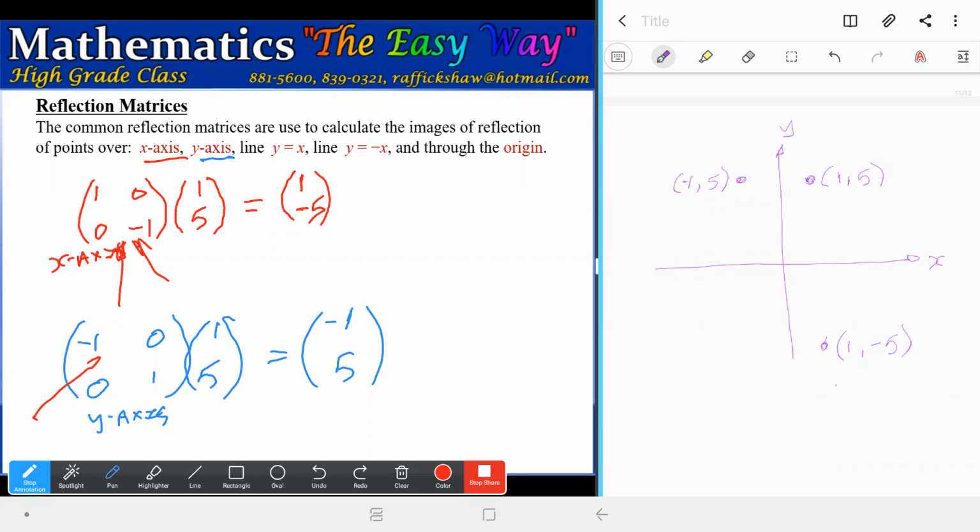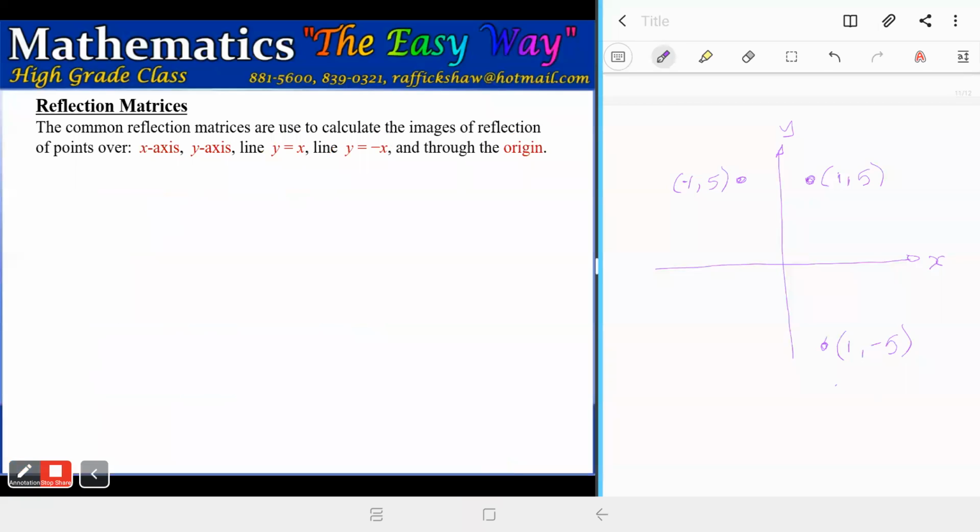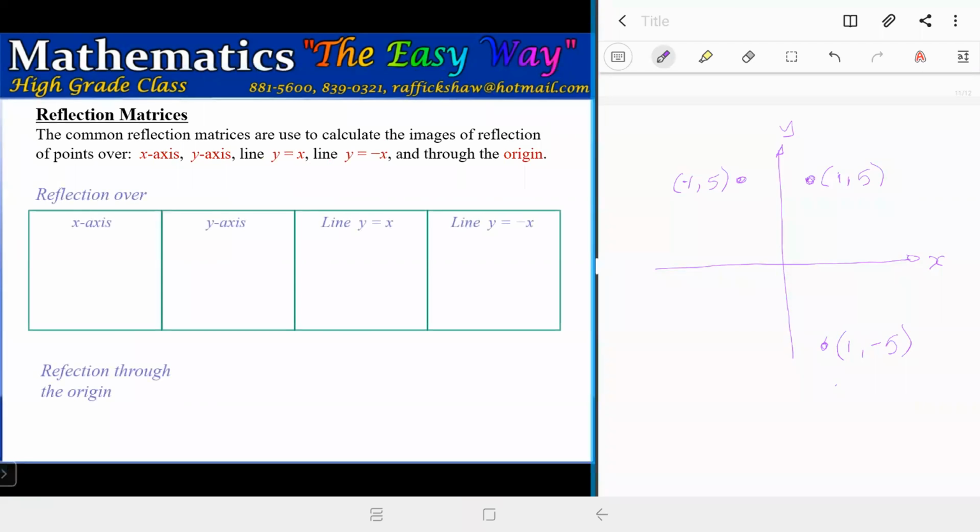And then there's a matrix for this, and then there's a matrix for that, and there's a matrix for reflecting through the origin. Those are reflection matrices, and let me write them down for you now. So you understand how the matrices work. I just did those two examples to show you how the matrices work. The matrices are used to actually carry out the transformation for you that you're describing. All right. So let's write them down for you. So these are the matrices.